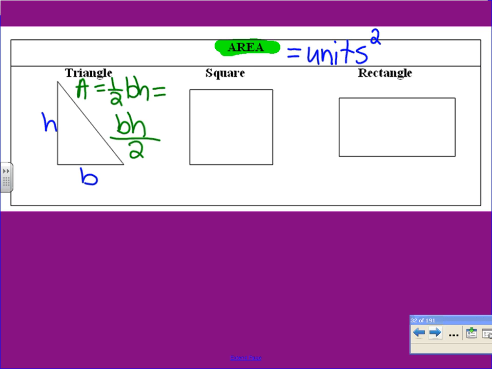Thank you. Okay. So area of a triangle, 1/2 base times height. Base times height divided by 2. Units are always units squared. So make sure next to area, you have units squared. If you guys have your hand up, is it a question about this?